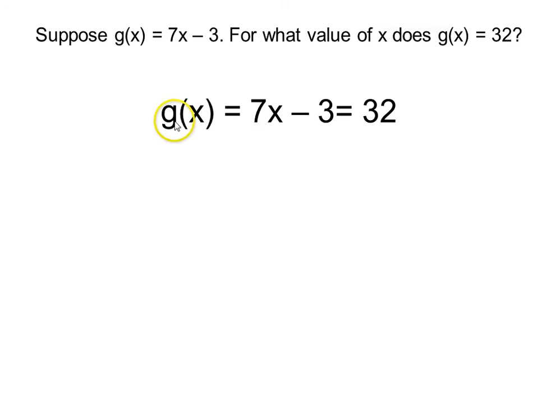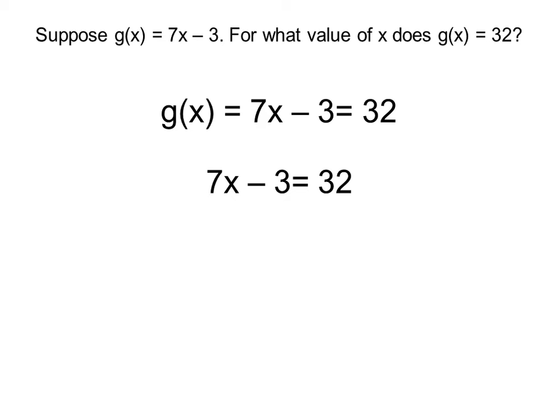So this is what I have. g of x, which is 7x minus 3, needs to be equal to 32. Why should it be equal to 32? Because we are asked to make it equal to 32 and then find out what the value of x has to be. So when does 7x minus 3 equal 32? What does x have to be so that this is the case? And we can use basic algebra to find out what that is.